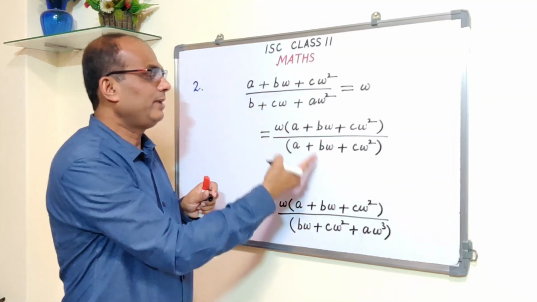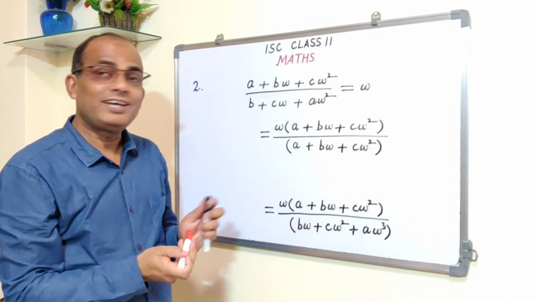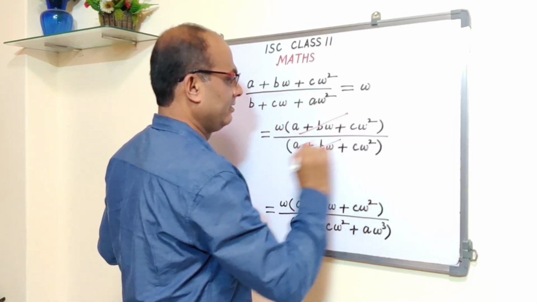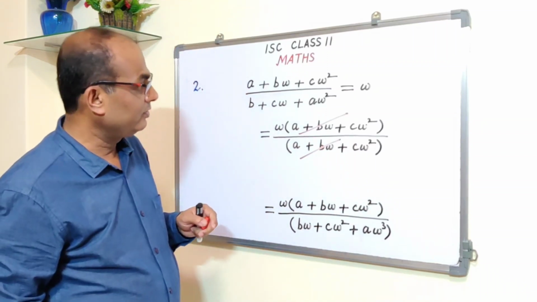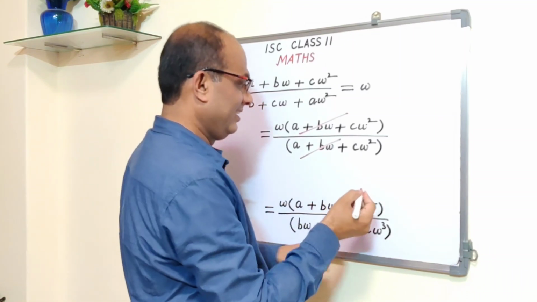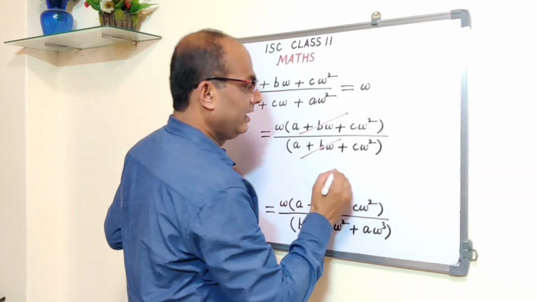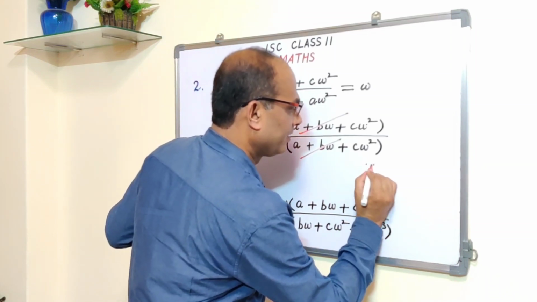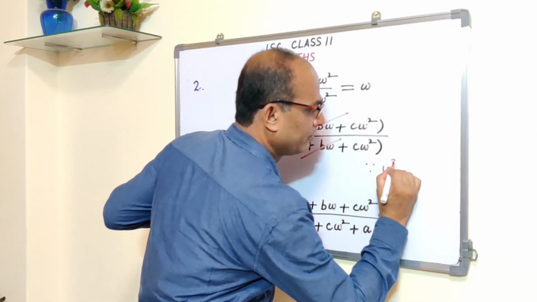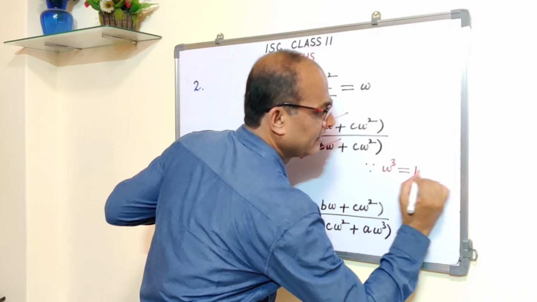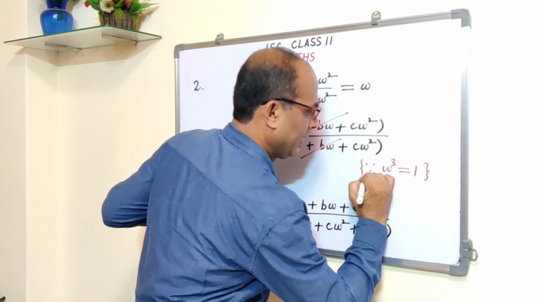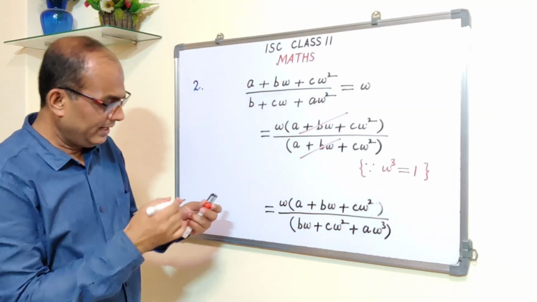Now you can see this bracket and this bracket same. So can't we cancel? We can cancel, no? This total we can cancel with this total. And you can write down, because we are using omega cube is equal to 1, that's why 1 into A is A we are writing. So you can write down here the reason, since omega cube is equal to 1. This result we are using. Alright. And then it is equal to omega.